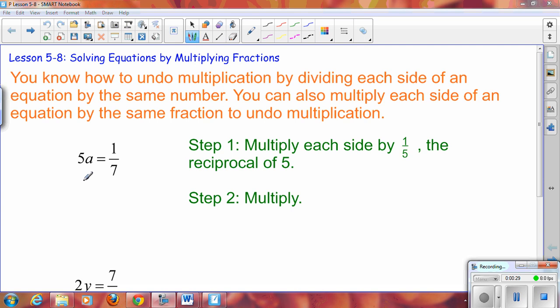So our first equation, we have 5a equals 1/7. Okay, a is being multiplied by 5. Ordinarily, I would say divide by 5. We are going to multiply by the reciprocal of 5, which is 1/5. Remember, when you multiply a fraction by a whole number, that whole number is over 1. So this all cancels out, and you're left with a. Now on the other side, multiply by 1/5. 1 times 1 is 1, and 7 times 5 is 35. So the answer to that question is 1/35.